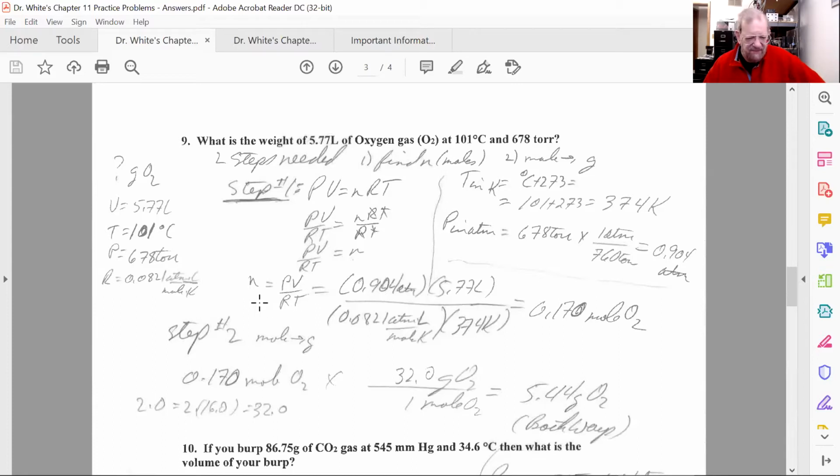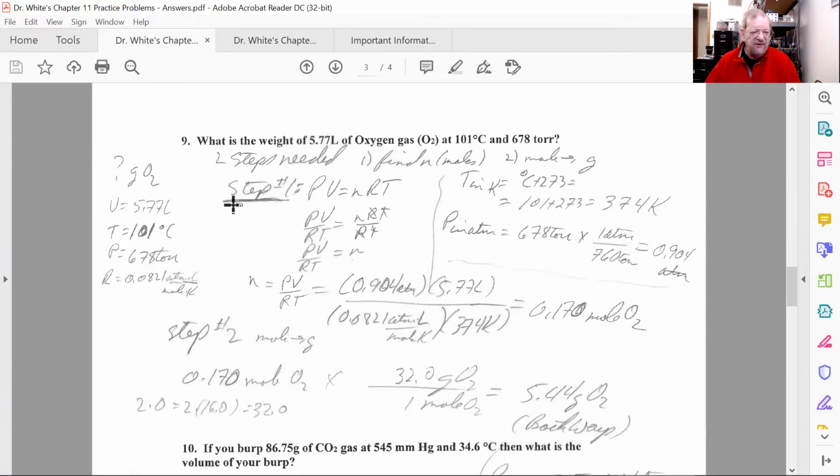I'll rewrite it. Now, as I said before, we have to find pressure. We're given volume in liters, so you don't have to change that. We're given R and temperature, but these are in the wrong units. Temperature has to be in Kelvin. So over here, to convert temperature to Kelvin, degrees C plus 273, degrees C for this problem is 101, plus 273, temperature in Kelvin is 374 Kelvin.